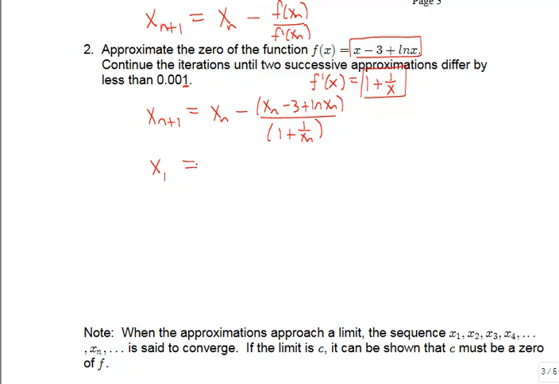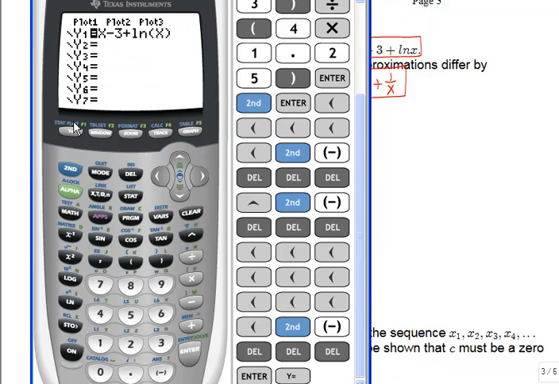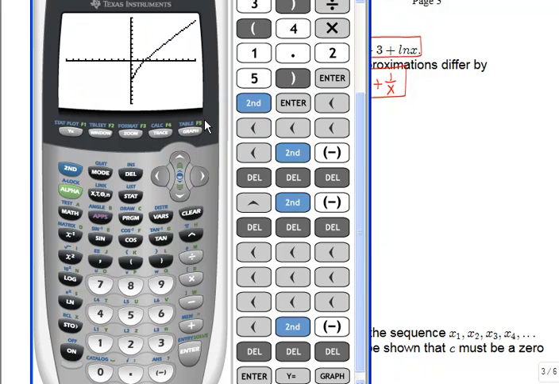So this is where a graph comes in handy. If we pull up the calculator, in y equals I have my function typed in. I'm just going to go ahead and graph it in a standard window. All I'm using this graph for is to get a good guess. We can see that the intercept is right here, and it looks like it's somewhere between 2 and 3.